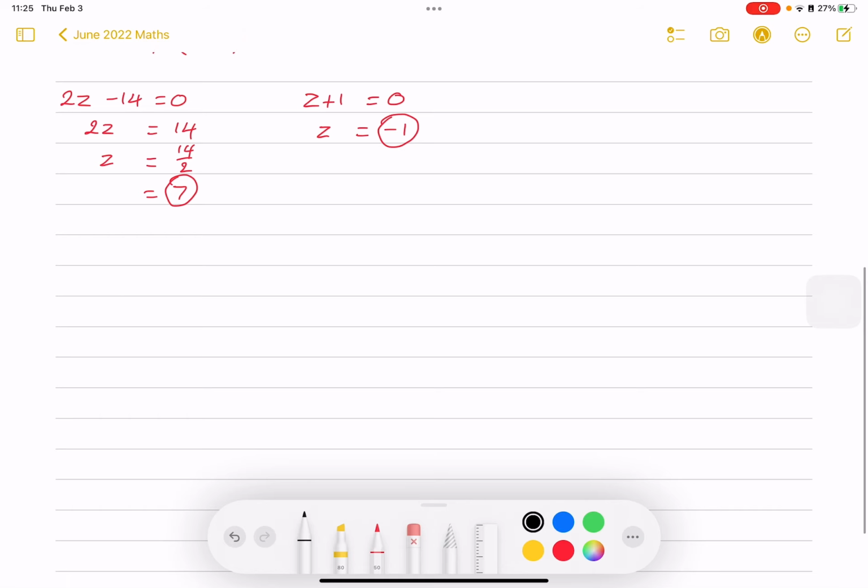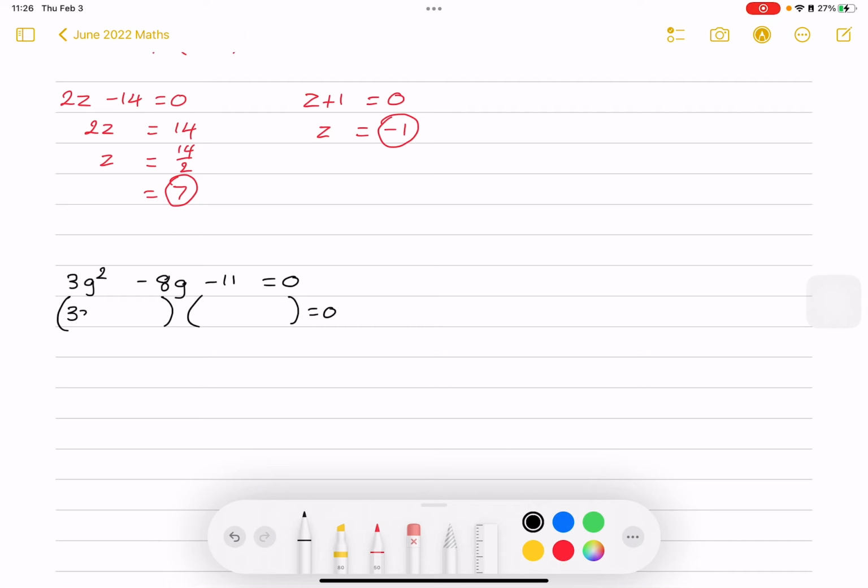Okay, let's take another one. Let's move on from a 2 and we'll do a 3, but it's the same principle, okay? So 3g squared minus 8g minus 11 equals 0. Again, it's the same principle.